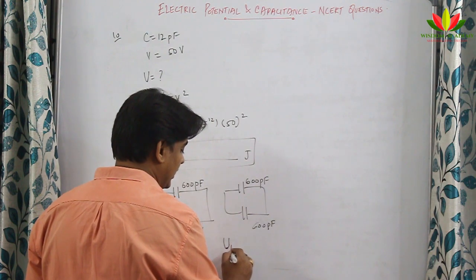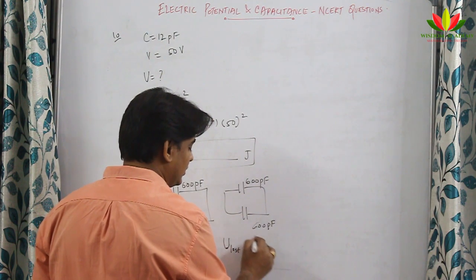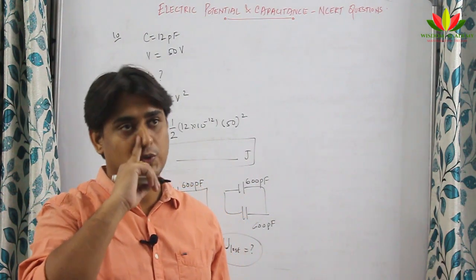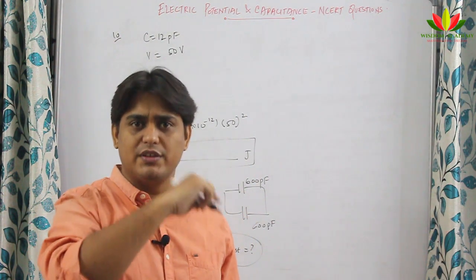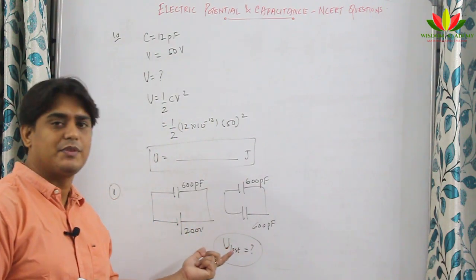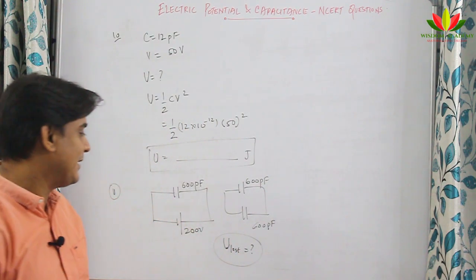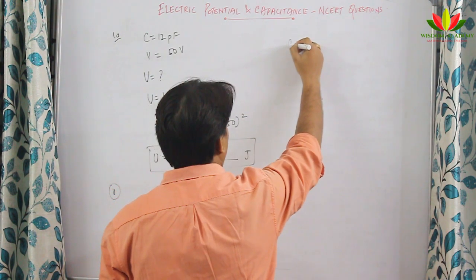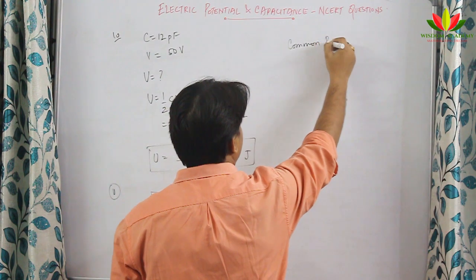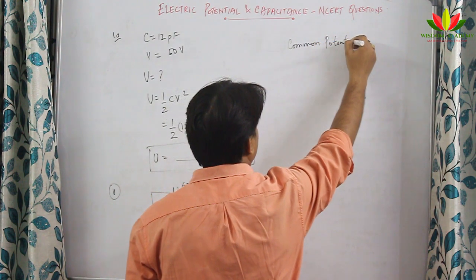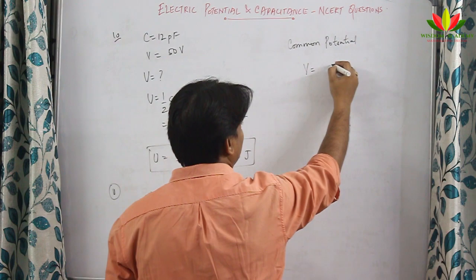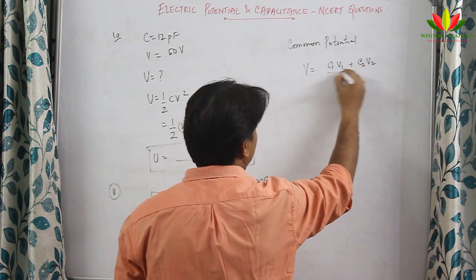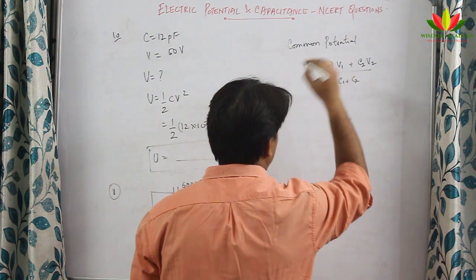So they are asking you to find U lost. This is a question from redistribution of charges and energy lost. I have made a previous video where I talked about how much energy is lost in a capacitor. First, we will try to find the common potential. The common potential V will be equal to C1 V1 plus C2 V2 by C1 plus C2.